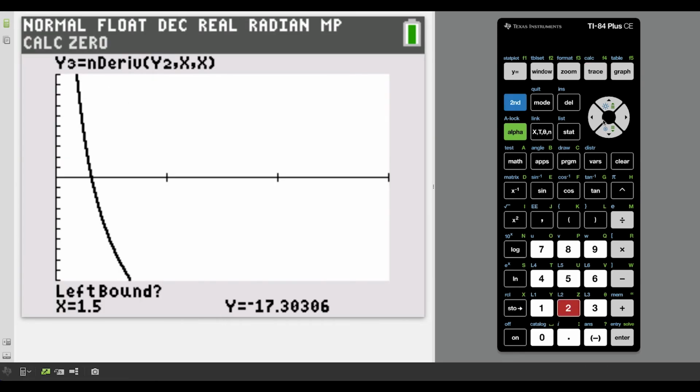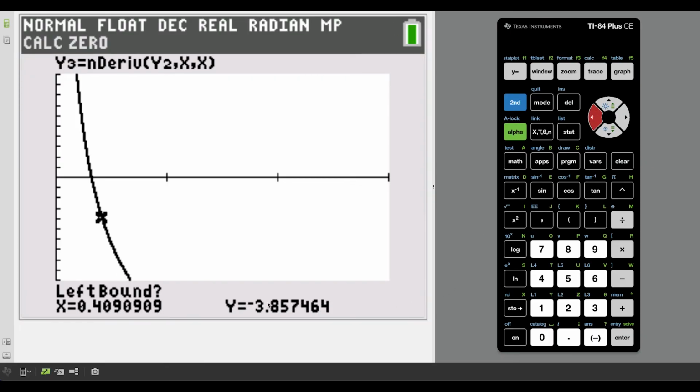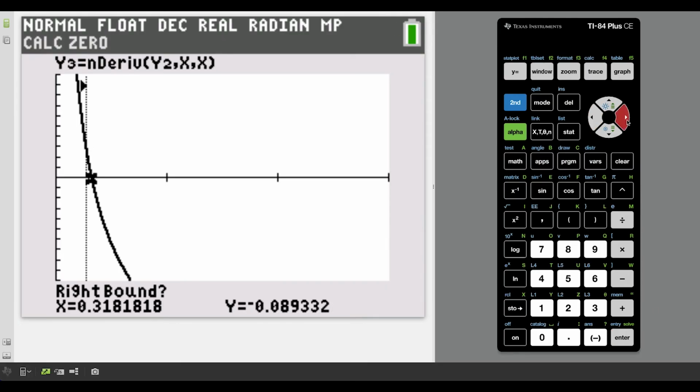Second trace 2 to look for the 0. And let's see, where are we? Oh, we're still in the negative here. See, the y value tells you where you are. So we go before the root, we press enter.